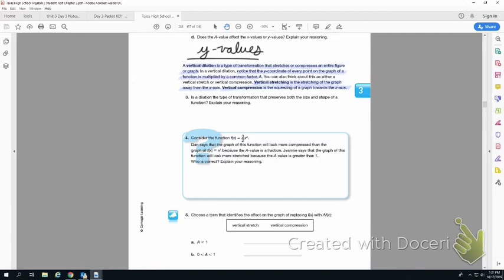Number 3 says, is a dilation the type of transformation that preserves both the size and shape of the function? So, does the parabola keep the same shape if we stretch it or compress it? No. All right, and then if you want, and we talked about this just a little bit, it is not a rigid transformation. We said that word last time. A rigid transformation is one that does keep the size and shape. So that is left, right, up, down, and any kind of reflection.